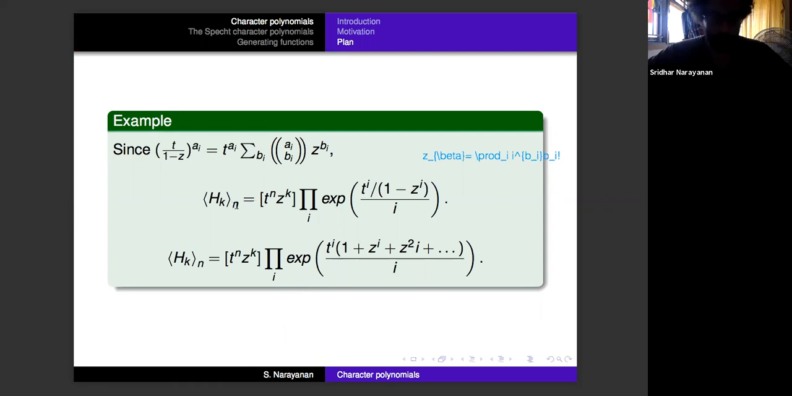Right, so for HKN, we have an expression that gives us what we want, basically this multi-choice bracket. The only thing we need to change in this expression is that t has to go to t raised to i and z has to go to z raised to i. So then we get this expression, exponent of t raised to i, 1 over 1 minus z raised to i. Again, we can expand it: 1 plus z raised to i plus z raised to 2i, etc.